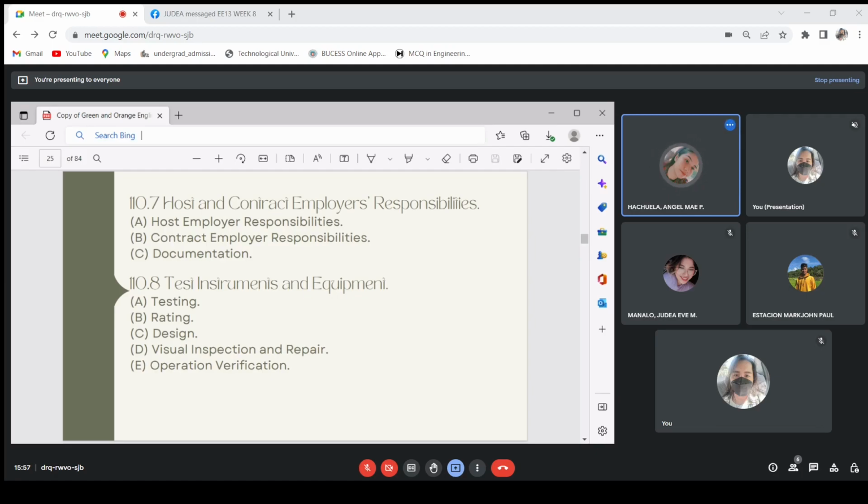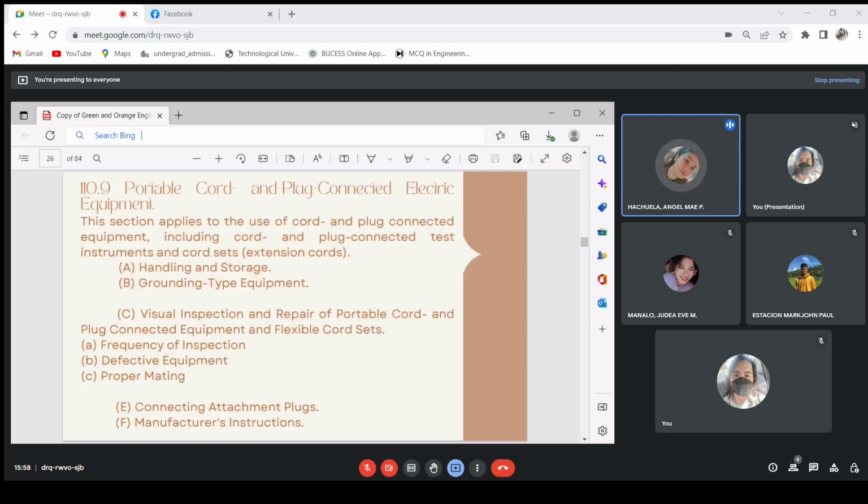Letter E is the operation verification. When test instruments are used for testing the absence of voltage on conductors or circuit parts operating at voltages equal to or greater than 50 volts, the operation of the test instrument shall be verified on any known voltage source before and after an absence of voltage test is performed. That's all for Article 110.8.